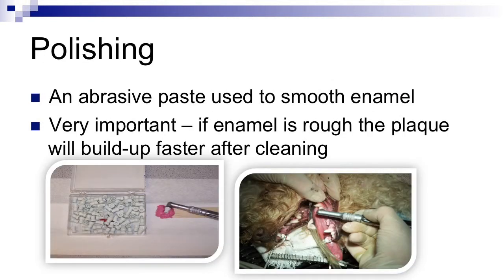After cleaning is done, we're going to polish those teeth, because in that cleaning process, both with the hand scaling and the ultrasonic scaling, we're going to create little microscopic scratches and abrasions. And if we leave those there, then that's going to remove that natural barrier that smooth enamel is to slowing down tartar buildup. So we've got to remove those abrasions, and that's what polishing does. It's an abrasive paste that smooths that enamel out.